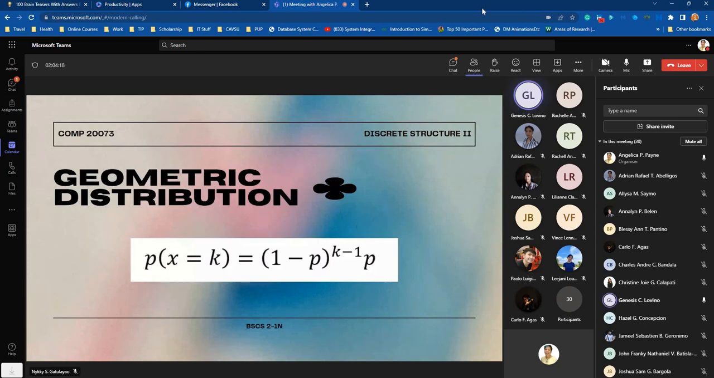Yan. So our probability of that happening would be equal to the failure probability raised to the number of trials minus 1, times the probability of success. Yun yung explanation ng ating formula dyan. We will use this formula para maintindihan natin on the next slide. Let's say, for example, we want to roll a dice. Yan. Next slide tayo.